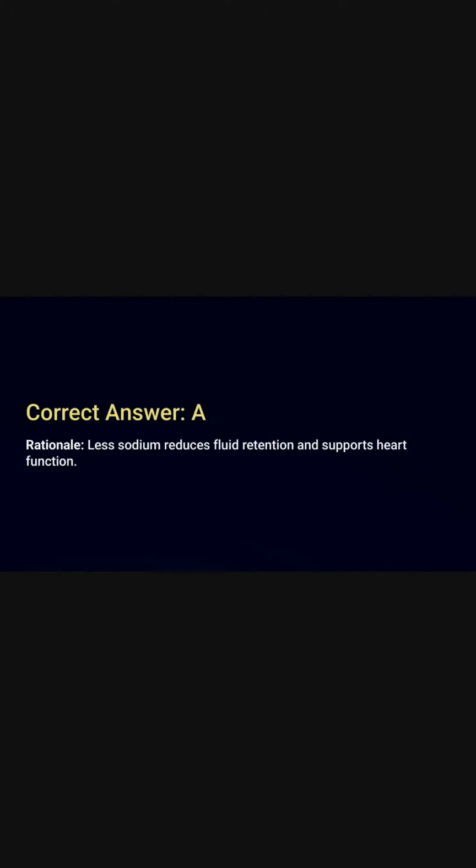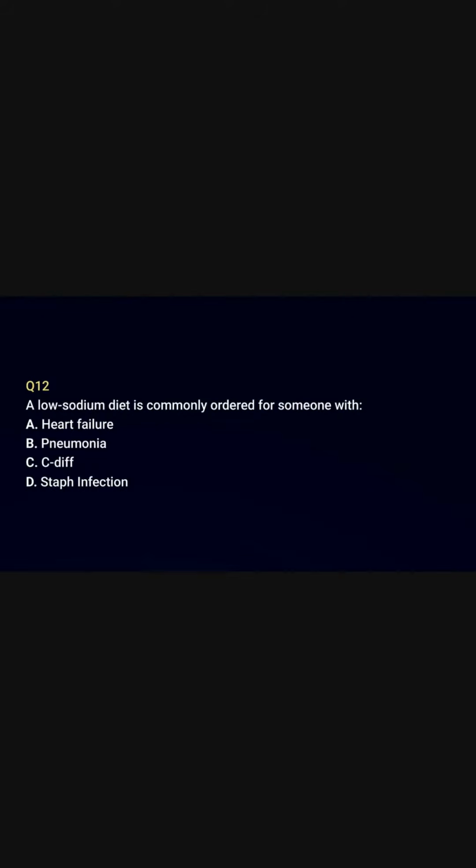So the answer to 12 is going to be A, heart failure, because less sodium reduces fluid retention and helps to support heart function. While a low sodium diet may be beneficial, it's not a requirement for someone who has pneumonia, which is a lung disease or a lung issue. C. diff, which is a bowel issue, they need a bland diet, not a low sodium diet. And if someone has a staph infection, well, that staph infection could be a soreness on their arm. That does not necessitate a low sodium diet.